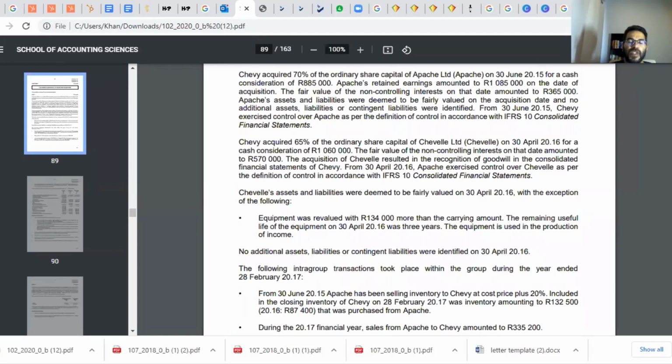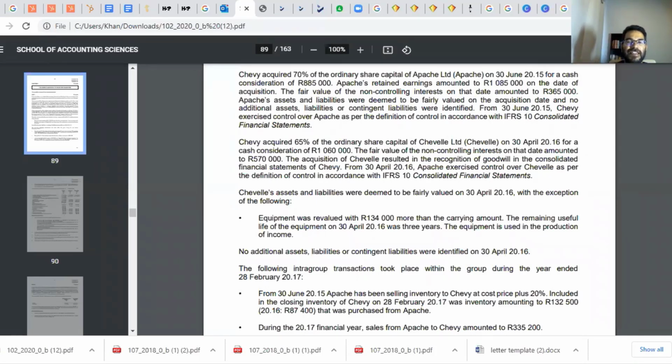Now, remember, on the date of acquisition, we need to apply IFRS 3. IFRS 3 deals with business combinations. Business combinations says we need to apply the acquisition method. The acquisition method has 4 parts. Number 1, identify the acquirer, meaning who controls who. Who is the parent? Who is the subsidiary? In this case, we have identified the acquirer. The acquirer, the parent, is Chevy, and the acquiree, the subsidiary, is APAC.